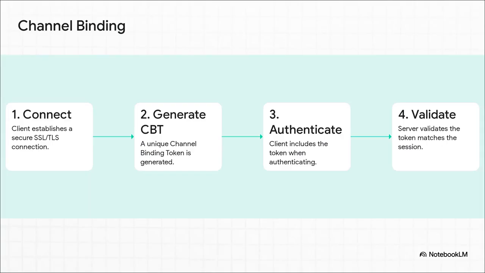Let's just quickly walk through how that channel binding actually works, because it's pretty clever. First, your computer sets up a secure connection. Then, a totally unique key, the channel binding token, gets created just for that one session. When you go to log in, that token is sent right along with your credentials. On the other end, the server checks to make sure the token matches the session. If it doesn't, connection dropped. It's a really simple but powerful way to lock that digital door.